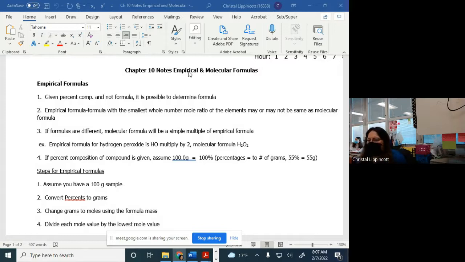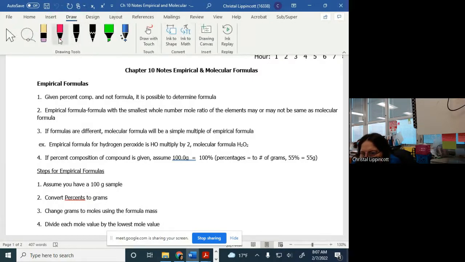Okay, so an example of an empirical formula would be CH2O. Okay, the molecular formula for that would be C6H12O6. This is in the simplest ratio of this. Everything here is divisible by 6. So this is your empirical, this is your molecular.